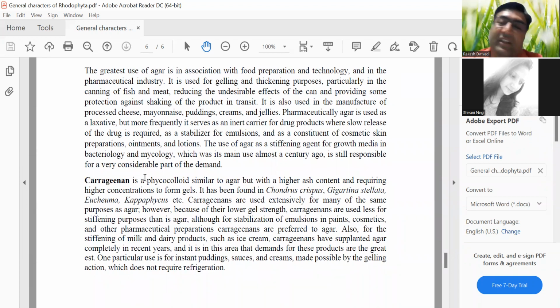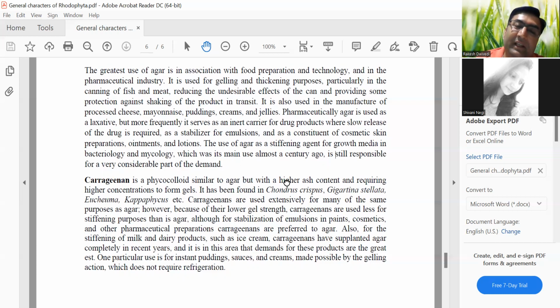Notice the spelling of the carrageenans. The term carrageenan is derived from a village of Ireland known as Carrageen. Carrageen is a place or a village in Ireland from where the carrageenan harvesting industry is established. The carrageenan is similar to the agar, but it has higher ash content. इसमें राख की मात्रा ज़्यादा होती है.